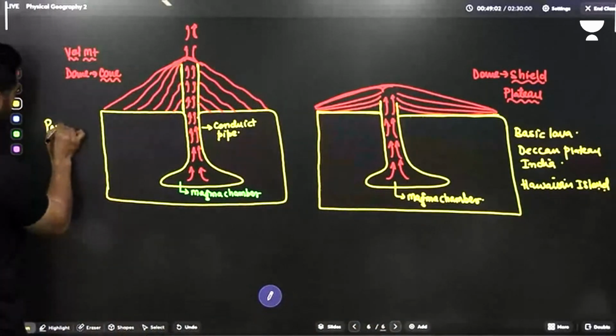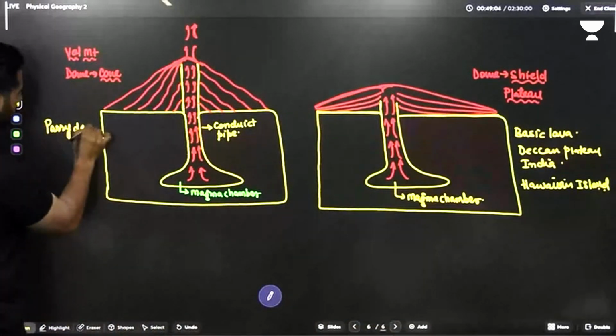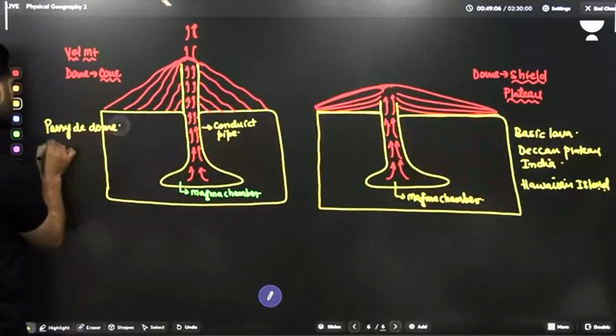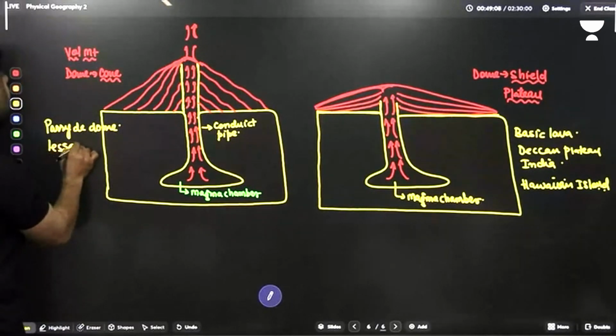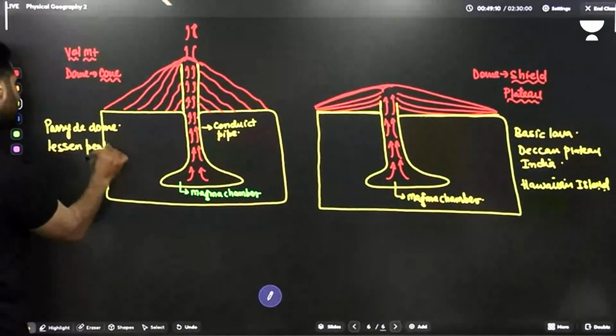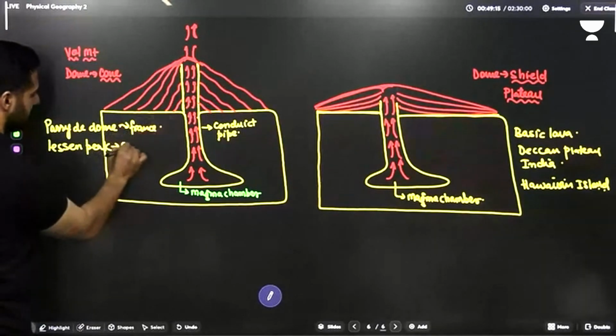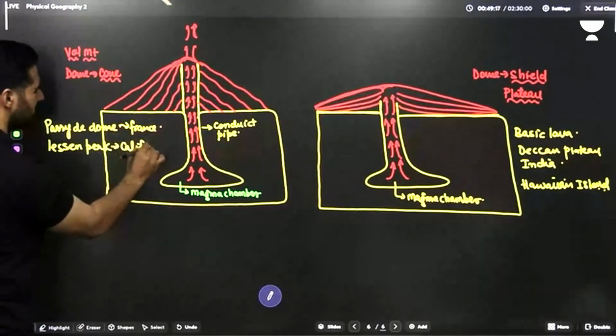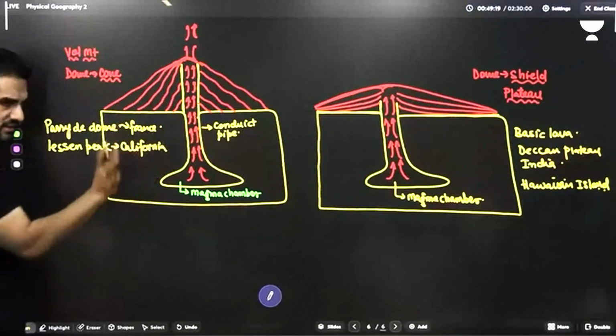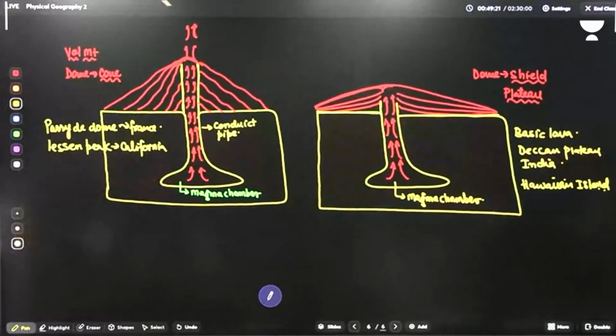Similarly, here we have some examples. We have called as Paris D Dome, Lesson Peak. Paris D Dome is in France. Lesson Peak is in California. There are many more examples. मैंने एक दो example अभी दी बस याद करने के लिए. ठीक है? Is it clear?